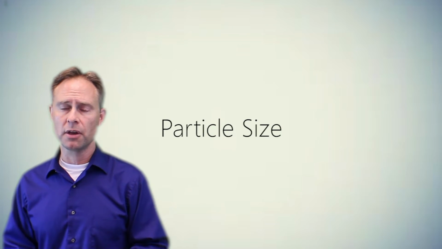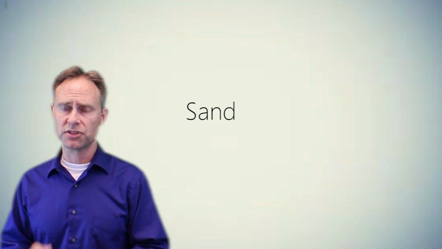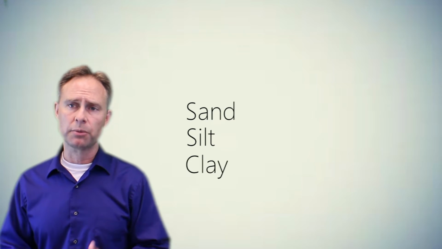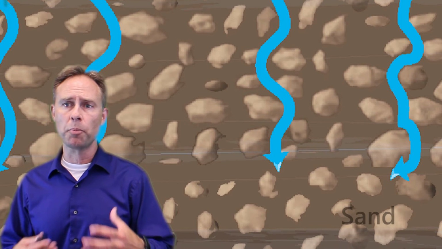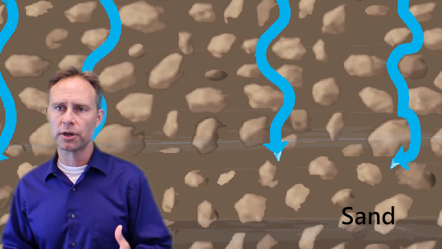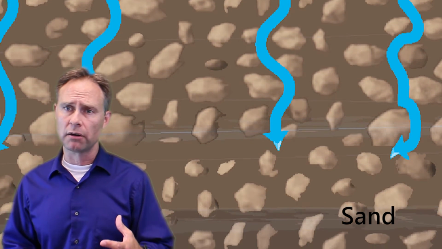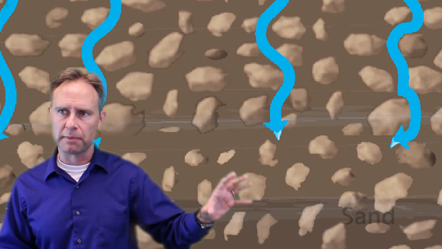The other thing that affects water movement in soil is particle size. There are three basic particle sizes. You have sand, silt, and clay, with clay particles being the smallest. So when you have sandy soils, you have open macropores. And open macropores really receive that water well, and the water will move quicker through those macropores.